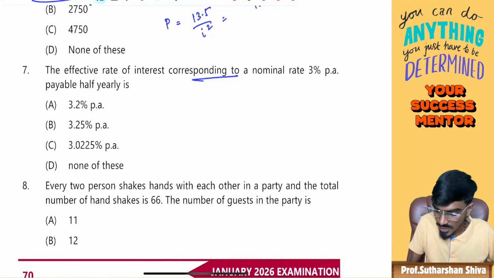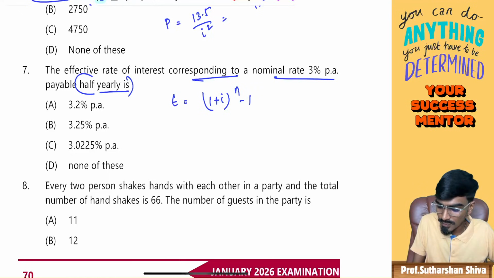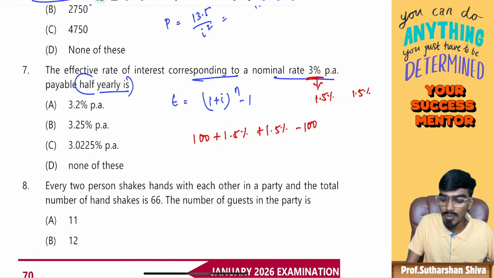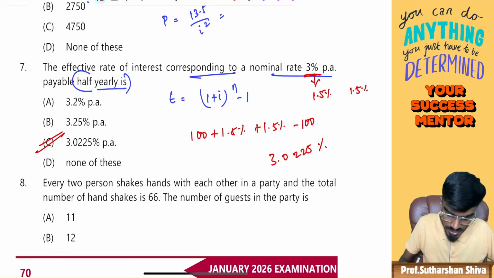The effective rate of interest corresponding to the nominal rate 3 percentage half yearly. The formula is 1 plus I whole power n minus 1. This is the effective rate of interest formula. Or alternatively, it is 3% half yearly, so half yearly means 1.5 percentage, 1.5 percentage. So assume 100 plus 1.5 percentage plus 1.5 percentage minus 100. If you do, you will be getting 3.225 percentage. Option C is your answer.